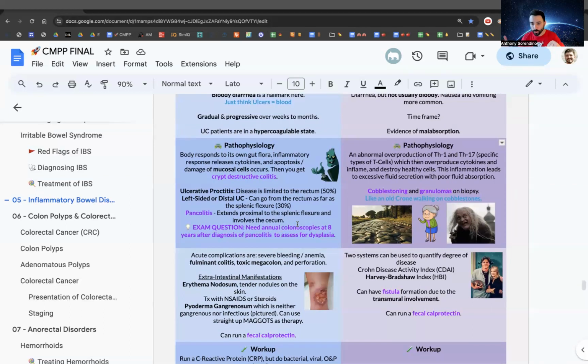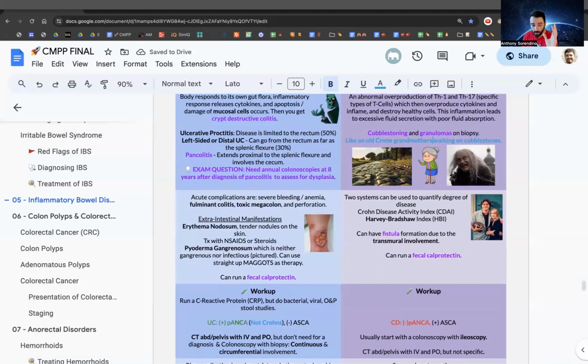Now, for Crohn's, there is this abnormal overproduction of Th1 and Th17, these specific types of cells. I don't really know how to remember that. Just remember that's on the right here. Big buzzwords. You see cobblestoning and you see granulomas. So I think like an old crone, a grandmother walking on these cobblestones. That'll pick up granulomas for you, and that'll pick up cobblestoning.